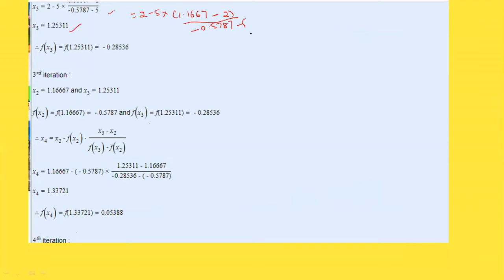So substitute, what is your f of x? Your f of x is x cube minus x minus 1 is equal to 0. So now substitute f of 1.25311, that is 1.25311 whole cube minus 1.25311 minus 1. That value is minus 0.28536.